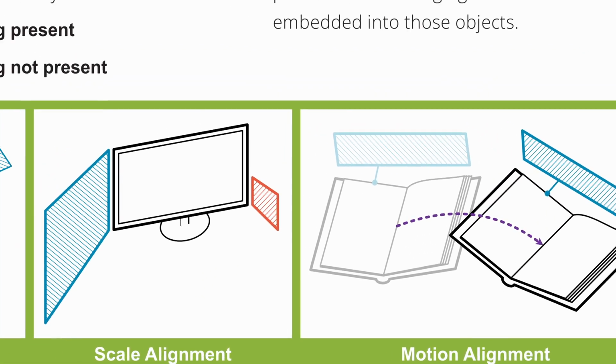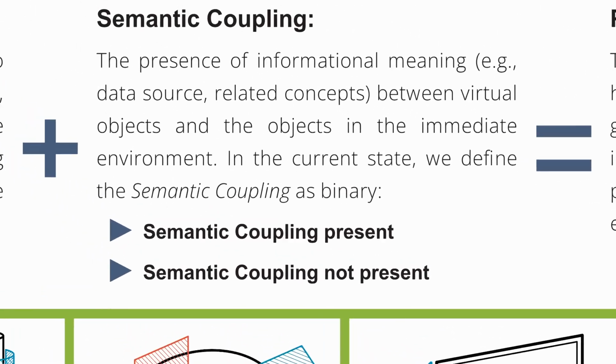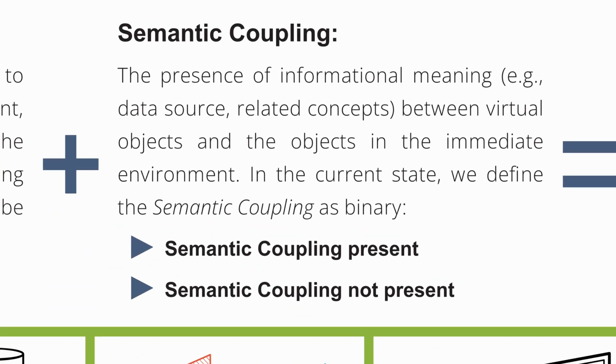As the second dimension, we define semantic coupling, which considers the presence of informational meaning between virtual objects and the object in the immediate environment. For example, objects might share related concepts, or the environment is the data source of virtual visualizations. In the current state, we define semantic coupling as binary, with it being either present or not present.